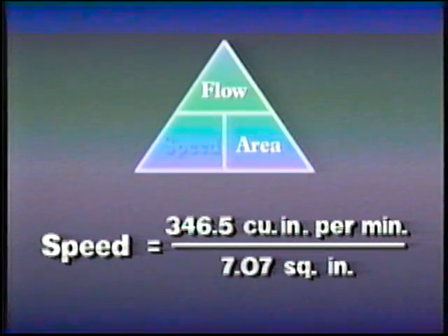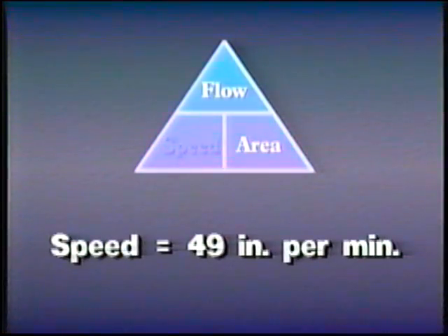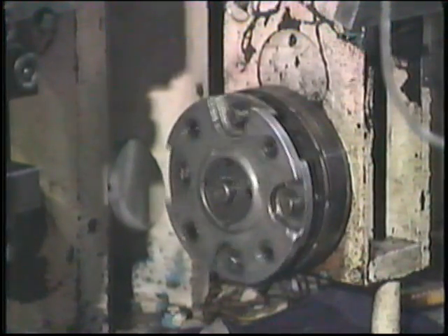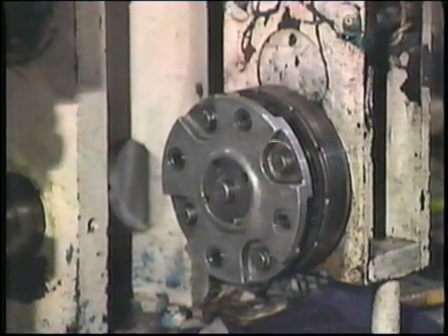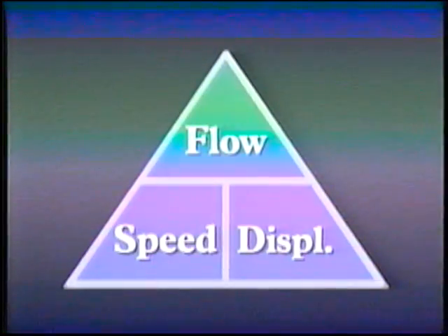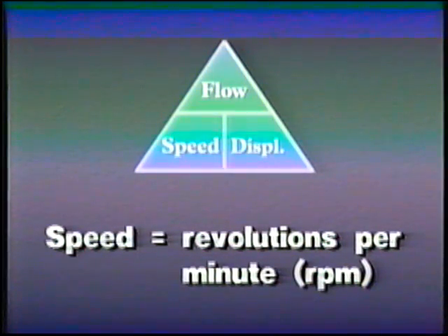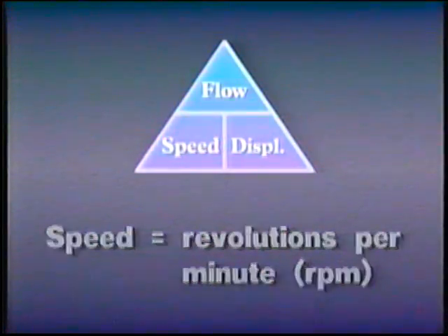The final step is to divide the flow rate in cubic inches per minute by the area in square inches. The answer, 49 inches per minute. Now, when it comes to rotary actuators, the formulas used to calculate speed and flow are very similar to the ones for linear actuators. Keep in mind, however, that in a rotary actuator, the movement is circular rather than linear, so speed is given in revolutions per minute rather than inches per minute.